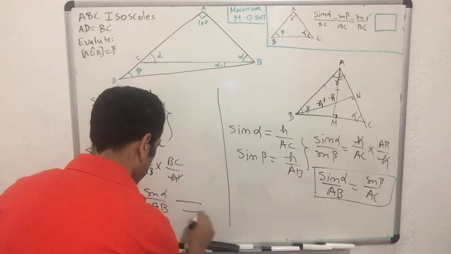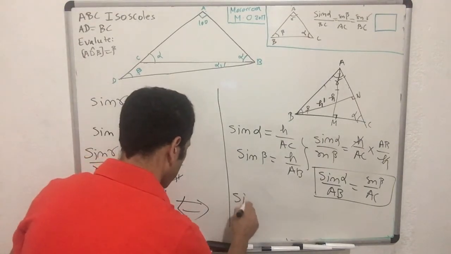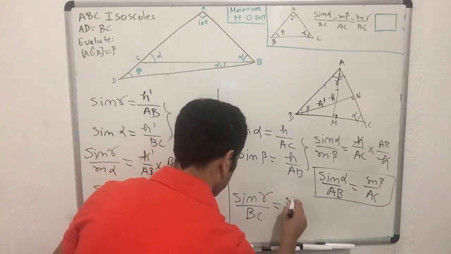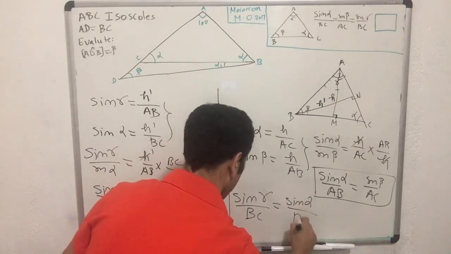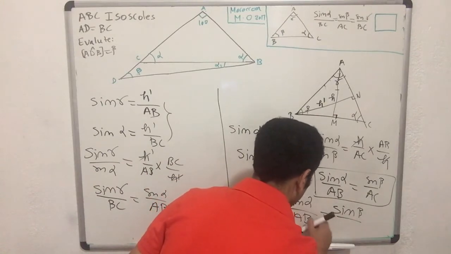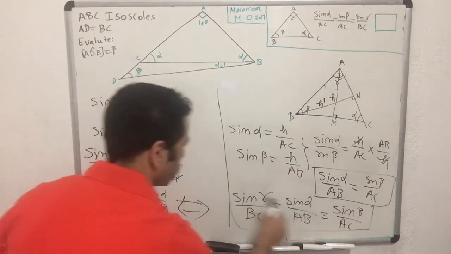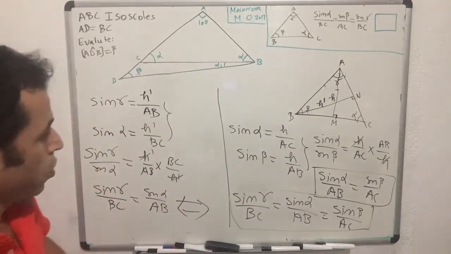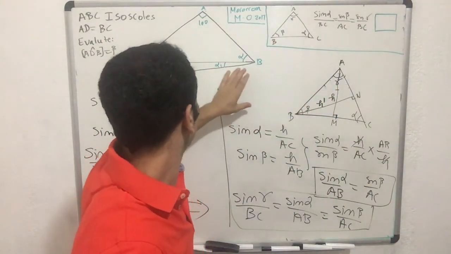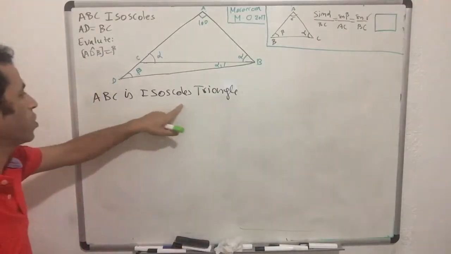So that means sine gamma over BC equals sine alpha over AB equals sine beta over AC. Now the first question is proved, okay? So now this one I proved. Let's move on to the second step, where we can evaluate the angle beta, okay? ABC is an isosceles triangle.